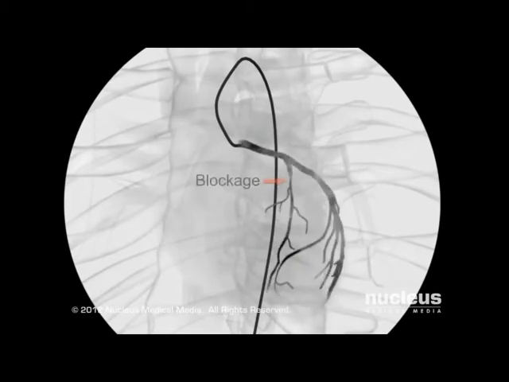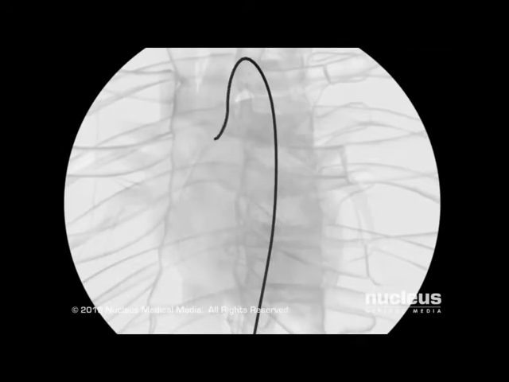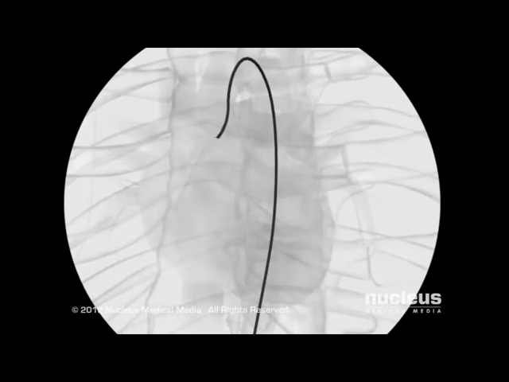Any blockages will be clearly identified as the arteries fill with dye. You may feel flushed or slightly nauseated when the dye is injected. After sufficient images of both coronary arteries and their tributaries have been recorded, the catheter will be removed through the groin. Pressure must be applied over the femoral artery to prevent bleeding.